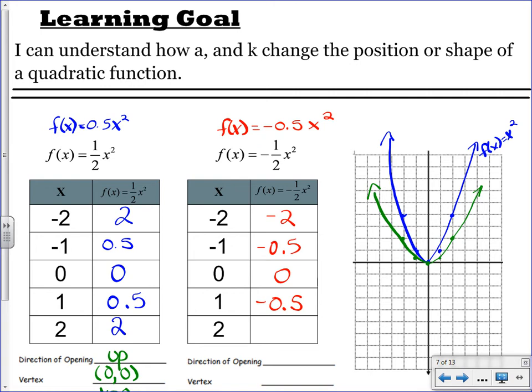243? Yep. Okay, and then if we plot that, what will that look like? So I have -2, -2, -1, -0.5, 0, 0.